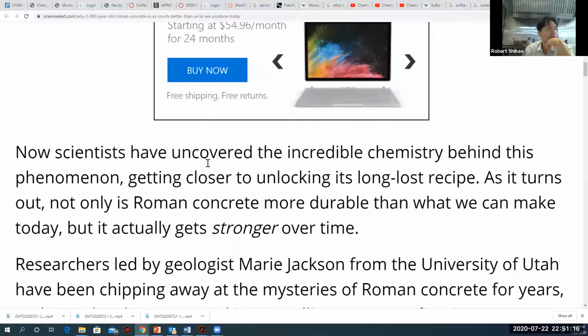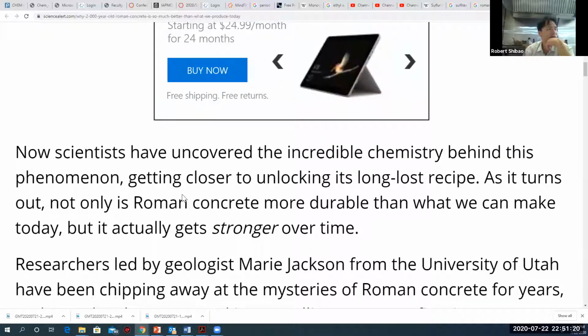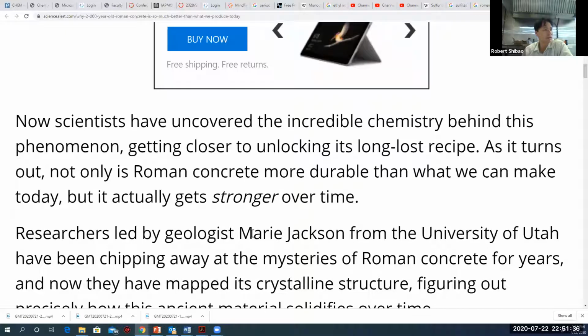So now scientists have uncovered the incredible chemistry behind this phenomenon, getting closer to unlocking its long-lost recipe. What exactly did they mix together to make Roman concrete? As it turns out, not only is Roman concrete more durable than what we can make today, but it actually gets stronger over time. Researchers led by geologist Marie Jackson from the University of Utah have been chipping away.